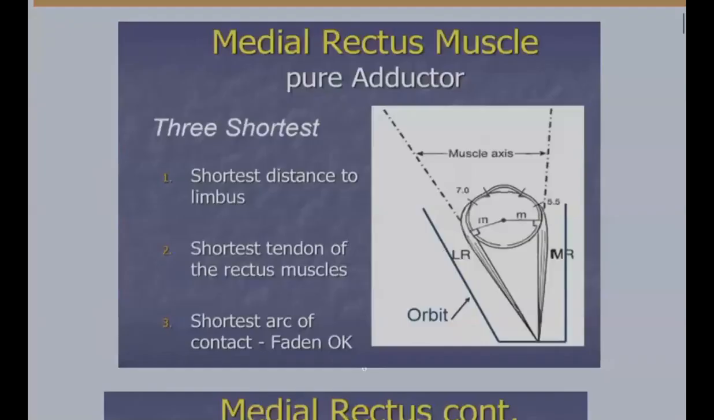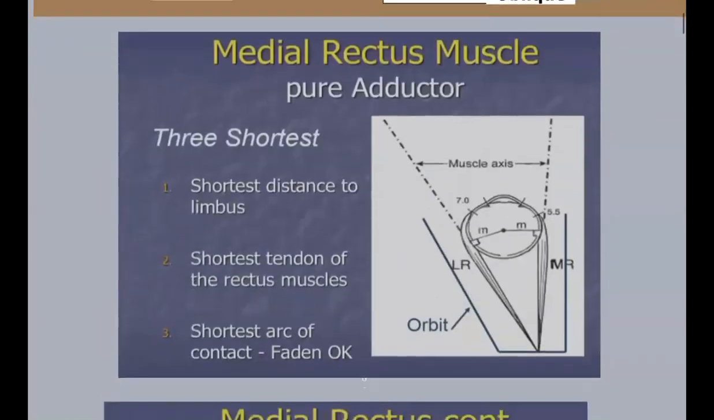Okay, here these are hints from Dr. Kenneth Wright about the clinical tips of the extraocular muscle anatomy. Here I have the medial rectus muscle, it has 3 short features.